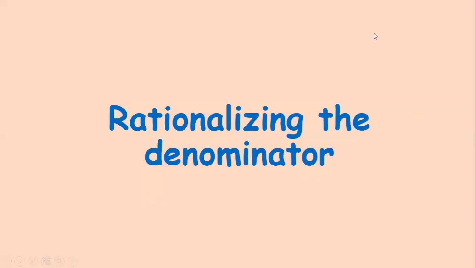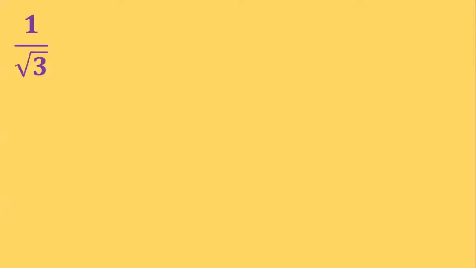Dear students, let us learn about rationalizing the denominator. Take an example, 1 by root 3. Here, look at the numerator and denominator. 1 is the numerator, which is a rational number, and root 3 is the denominator, which is an irrational number.